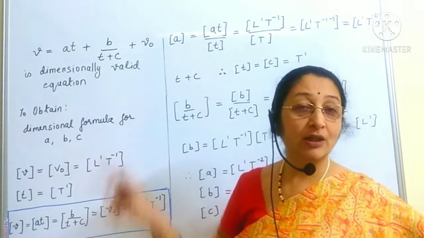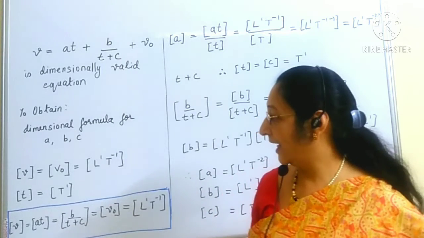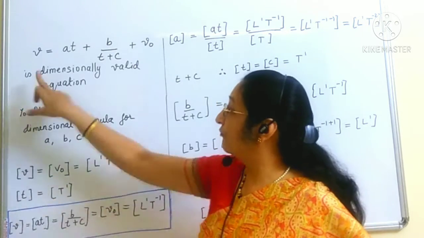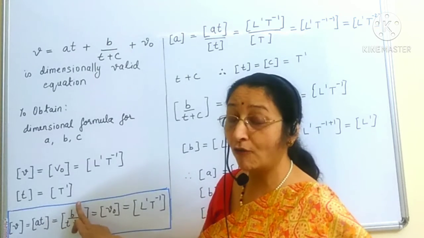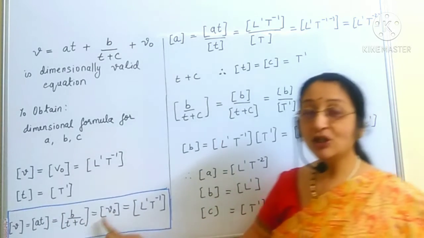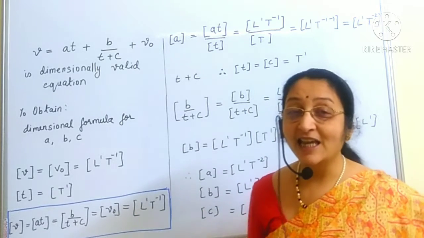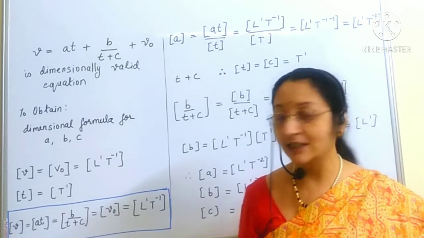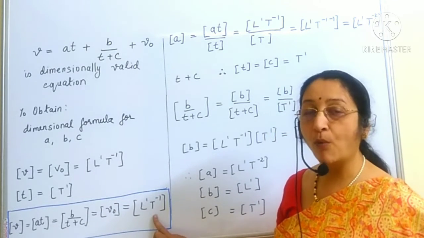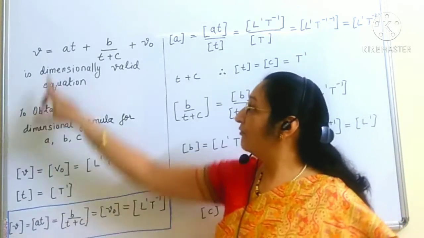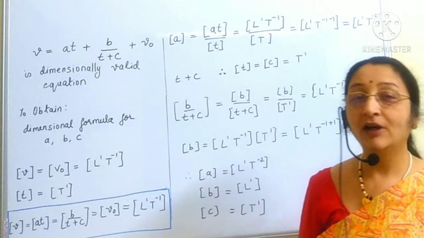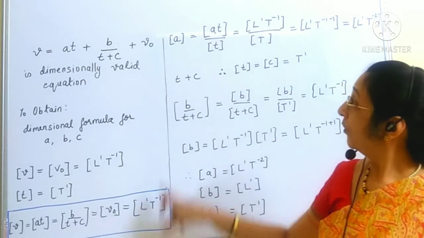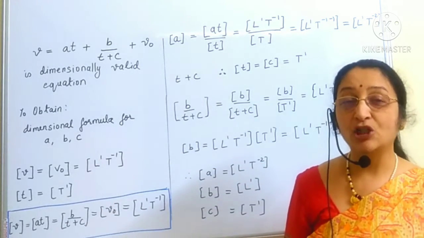Now, since this equation is dimensionally correct, we know that V equal to AT, the dimensions of V, the dimensions of AT, the dimensions of B upon T plus C, the dimensions of V0, all are the same. All have the same dimensions, equal to the dimension of the velocity, that is L to the power 1 and T to the power minus 1. Hence, each and every term of this equation has dimension L to the power 1 and T to the power minus 1. Now, we will discuss finding the dimension of A.